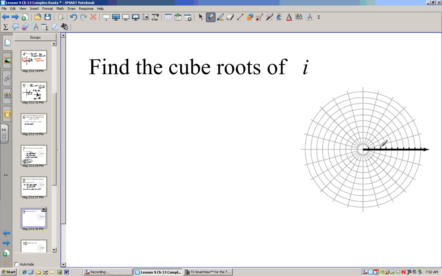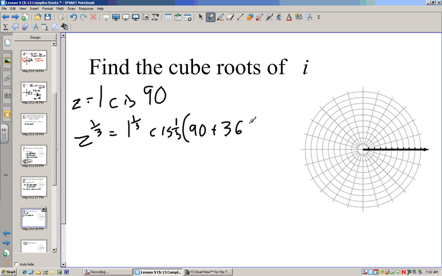Find the cube root of i. The number i would just be up 1. So what we can do is put this in polar coordinates. If I just go up 1, my modulus is 1. cis at i, that would be 90 degrees. So if that's my z, my cube root of z is going to be 1 to the 1/3, or the cube root of 1, cis 1/3 of 90 plus 360k, which is going to be 1 cis 30 plus 120k.